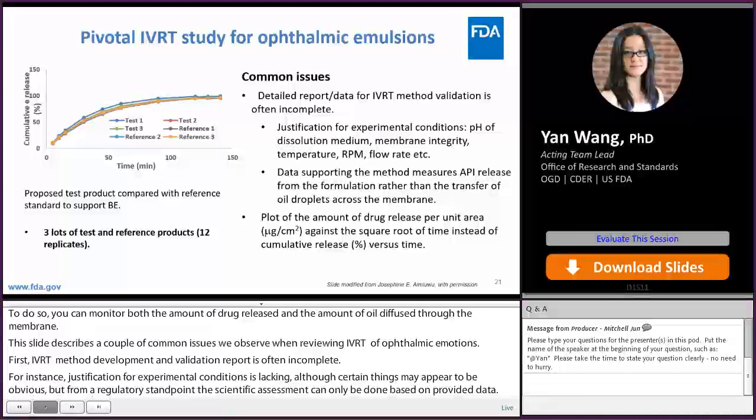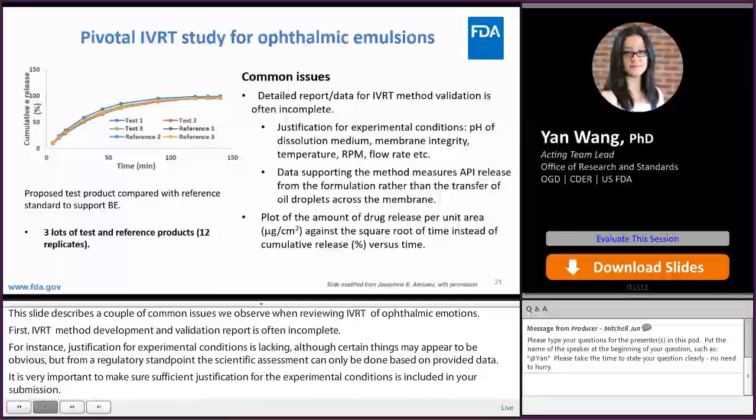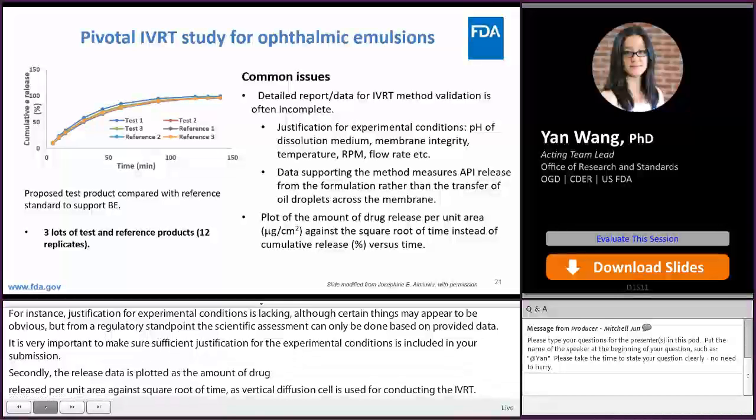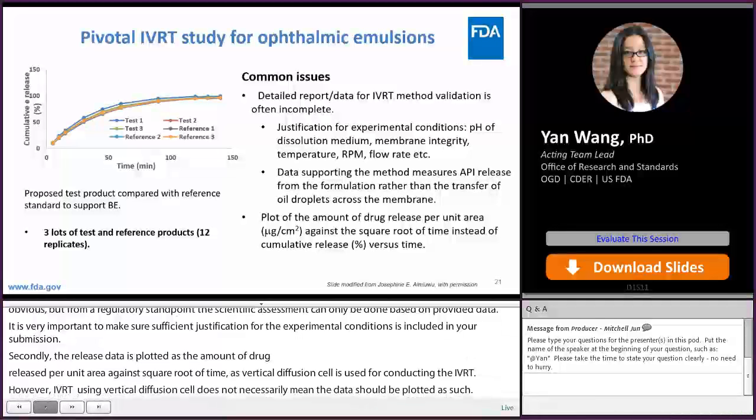Second, the release data is plotted as the amount of drug released per unit area against square root of time, as vertical diffusion cell is used for conducting the IVRT. However, IVRT using vertical diffusion cell does not necessarily mean the data should be plotted as such. In general, we recommend reporting IVRT data on emulsions based on cumulative release versus time.